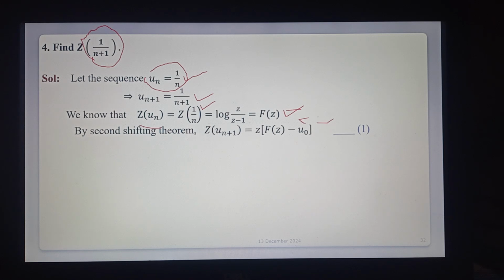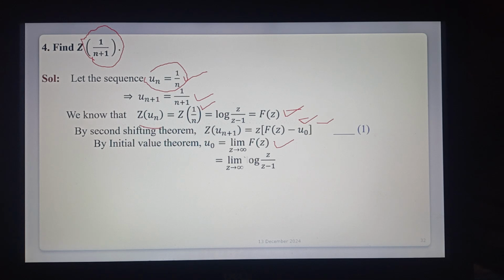Now u naught is equal, by using the initial value theorem, to limit z tends to infinity f of z. Substituting f of z, already found as log of z by z minus 1, directly substituting gives log infinity, not defined here. So now simplification: limit z tends to infinity log of z common, that is z (1 minus 1 by z). So z cancels, giving 1 by (1 minus 1 by infinity), and 1 by (1 minus 0) means log 1. Log 1 is equal to 0. Okay, so u naught is equal to 0.